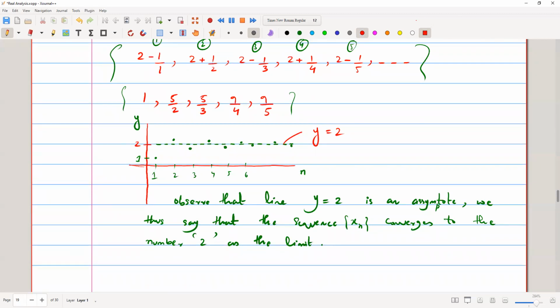So we already know about the asymptote. It's a line that moves with the curve to infinity, and it's a straight line, in fact. So observe that the line y equals 2 is an asymptote. We thus say that the sequence xn converges to the number 2 as the limit. So in this case, we can easily say that the sequence is converging to the point 2.